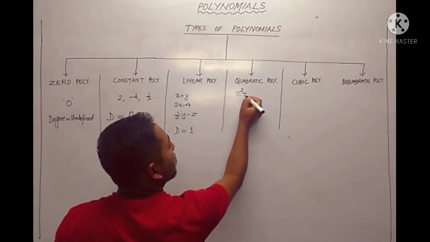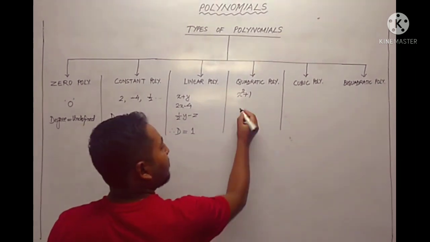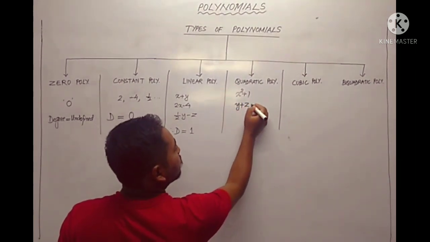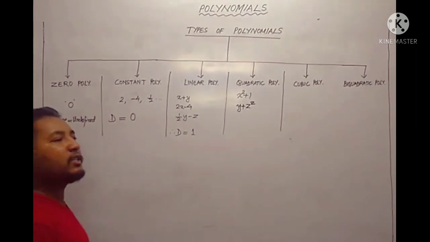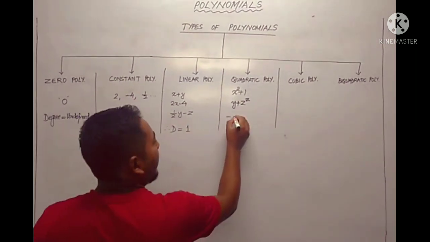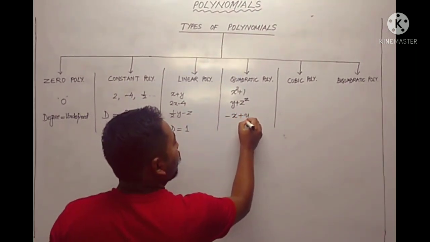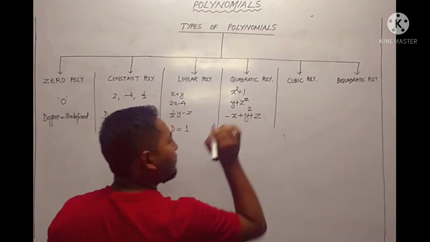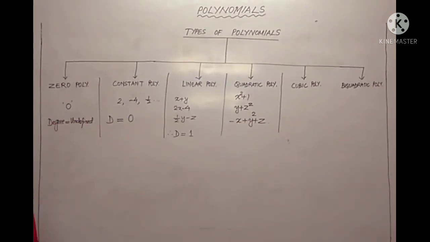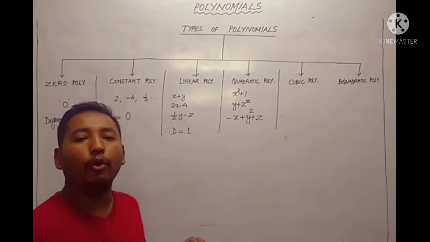I can write down x square plus 1. You can give an example. I can give you y plus 2, y plus z square. You can write down minus x plus y square plus z. So these are some examples of a quadratic polynomial.